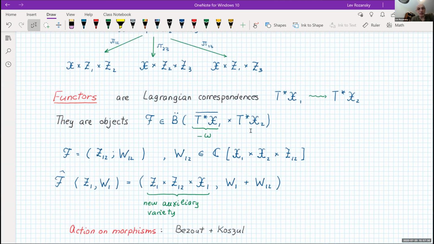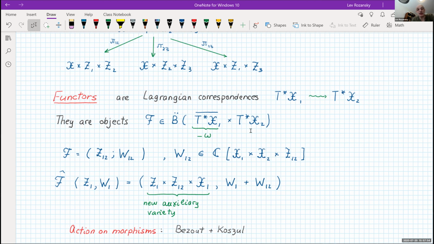Now, what would be functors between these two categories? One way to describe a functor would be to take an object in the product of cotangent bundles, in other words, Lagrangian correspondences between T star x1 and T star x2.